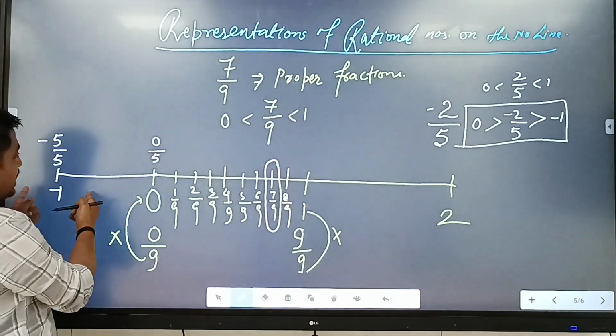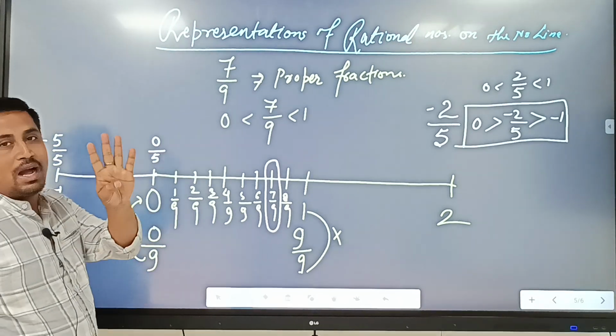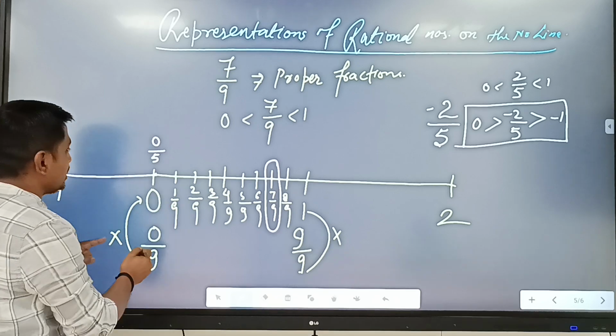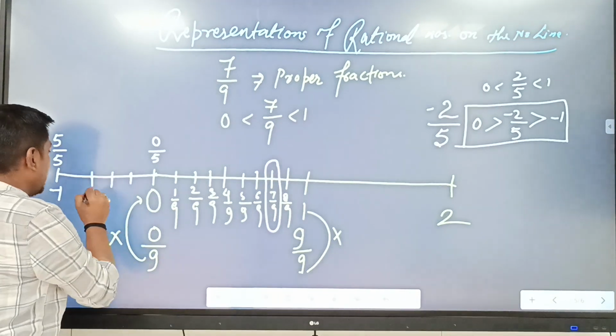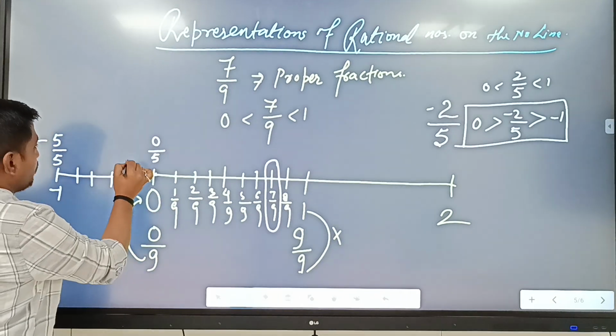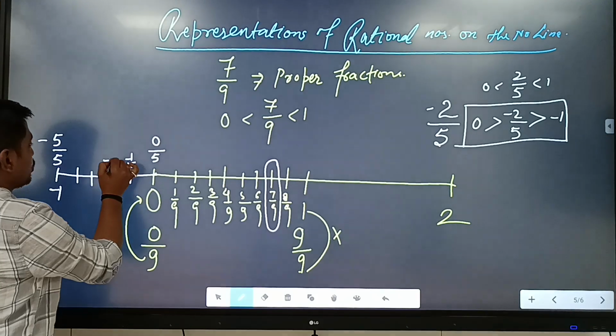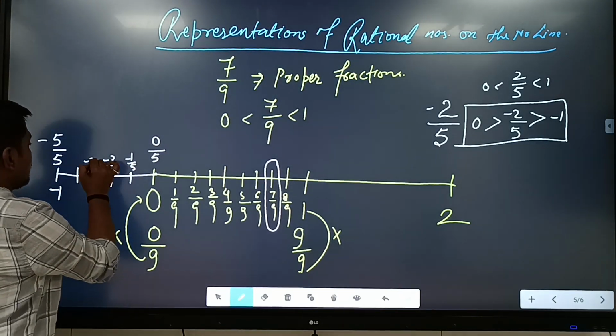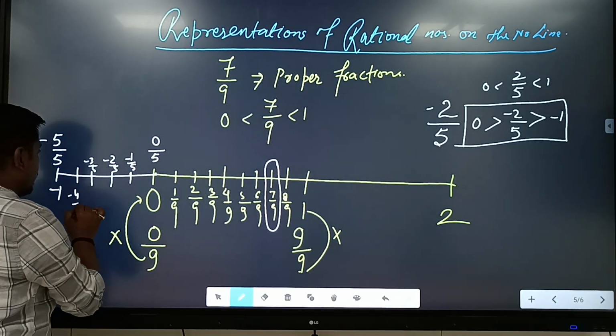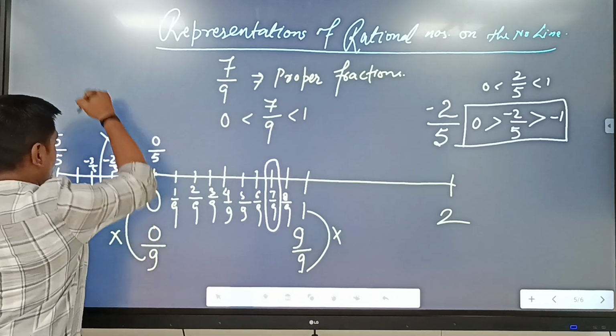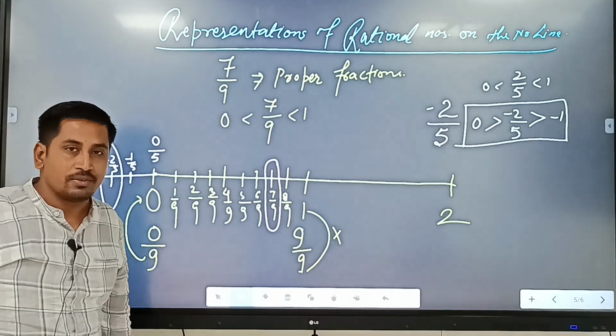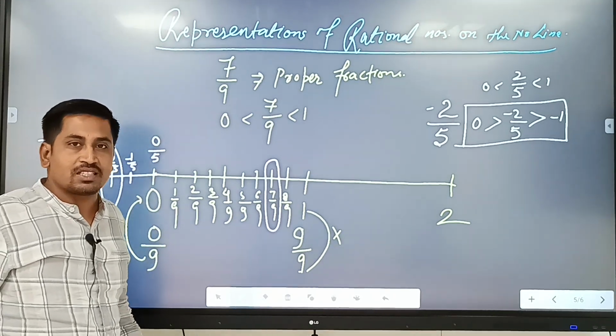Clear? Now how many sections you will mark over here? You will have to mark 4 sections. Why? Because the denominator is 5. So 1, 2, 3 and 4. Now you will write minus 1 by 5, minus 2 by 5, minus 3 by 5, like so on, minus 4 by 5. This is what we have to represent. I hope it is clear. Can I move to the next slide?